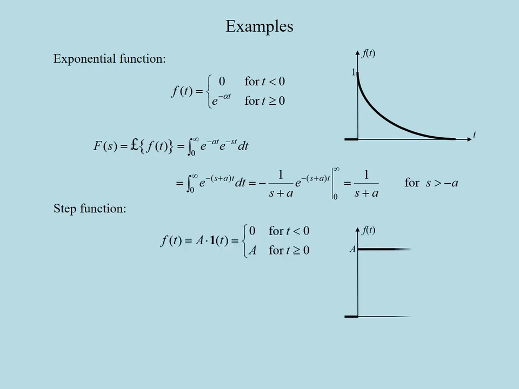The second example is a step function of amplitude capital A. Here, the symbol shown as a bold digit 1 refers to the unit step function, that is, the step function of amplitude 1. Using the Laplace integral and proceeding as in the previous example, we obtain the Laplace transform as A over s. Note that this time the Laplace integral converges for positive values of s. Nevertheless, by analytic continuation, we can consider both Laplace transforms as valid over the entire complex plane.